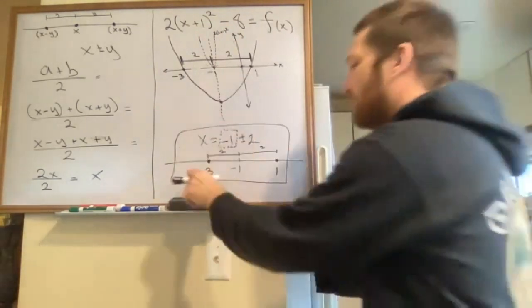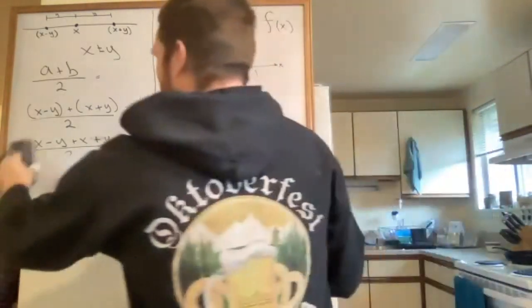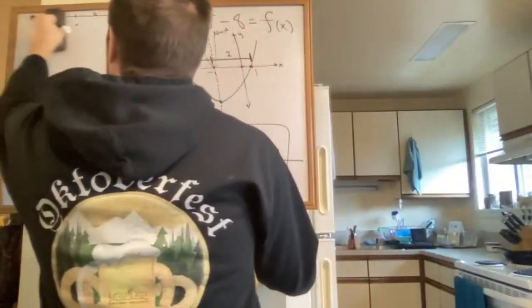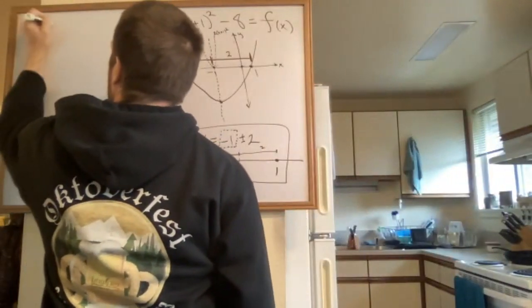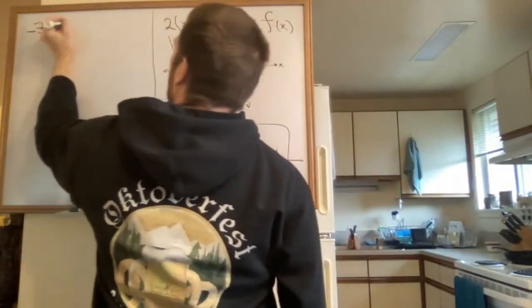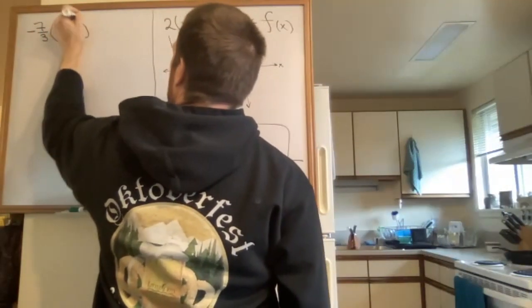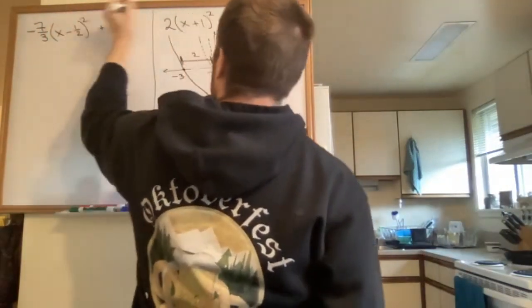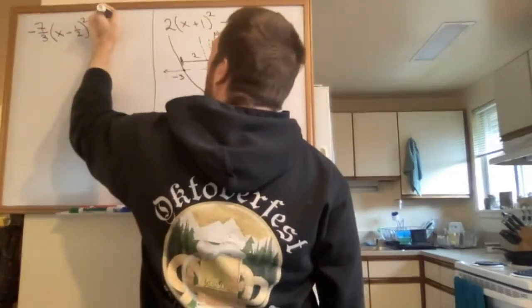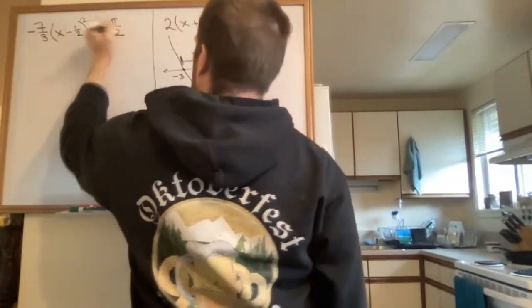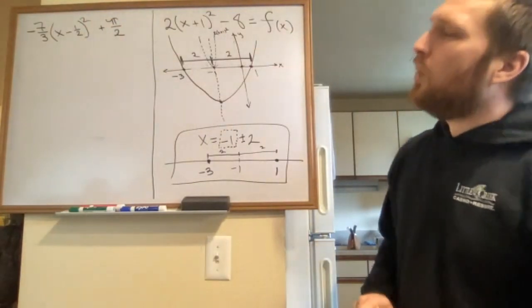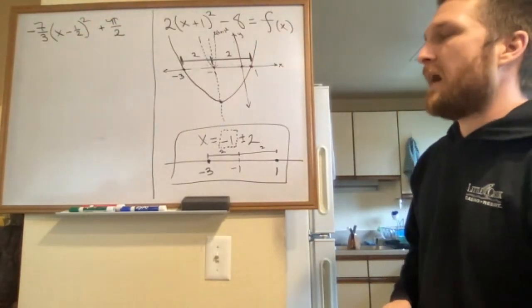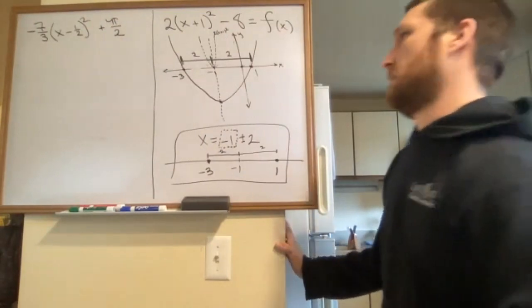For instance, get rid of this stuff and say, let's suppose that I had something crazy like -7/3 (x minus a half) squared plus, oh, I don't know, how about pi/2, something crazy like that. And I ask you, where's the vertex of that guy? Where's the vertex?